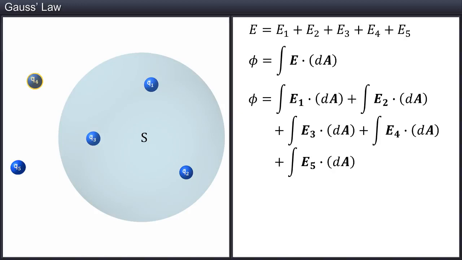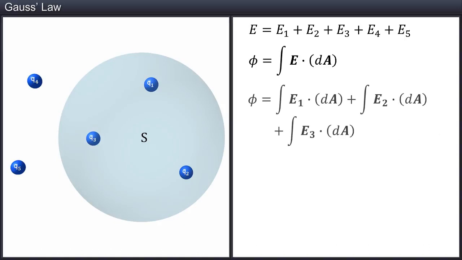Since charges Q4 and Q5 are outside the Gaussian surface, net flux due to these two charges is zero. Hence, the net flux on the surface is due to the three charges inside the Gaussian surface. That is, phi is equal to integral E1 dot dA plus integral E2 dot dA plus integral E3 dot dA.